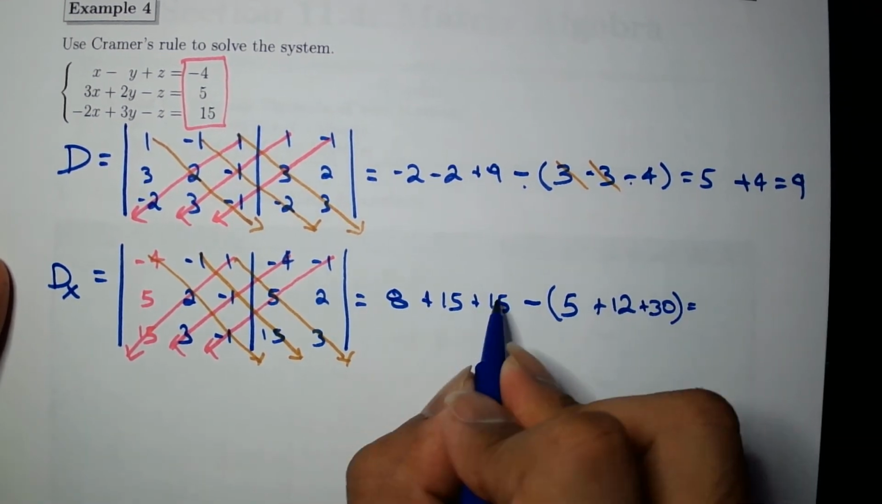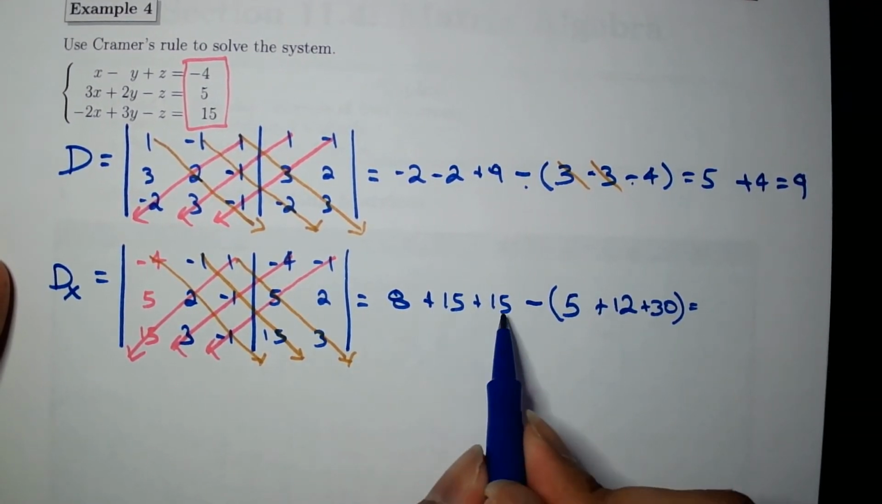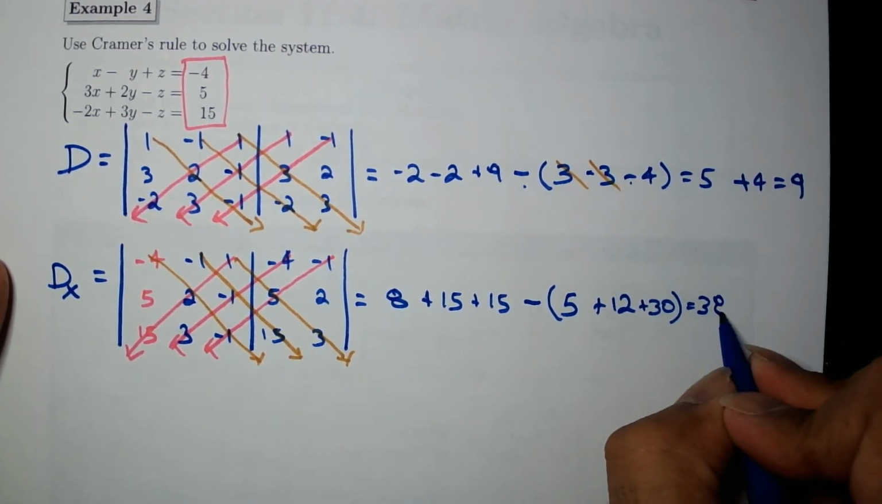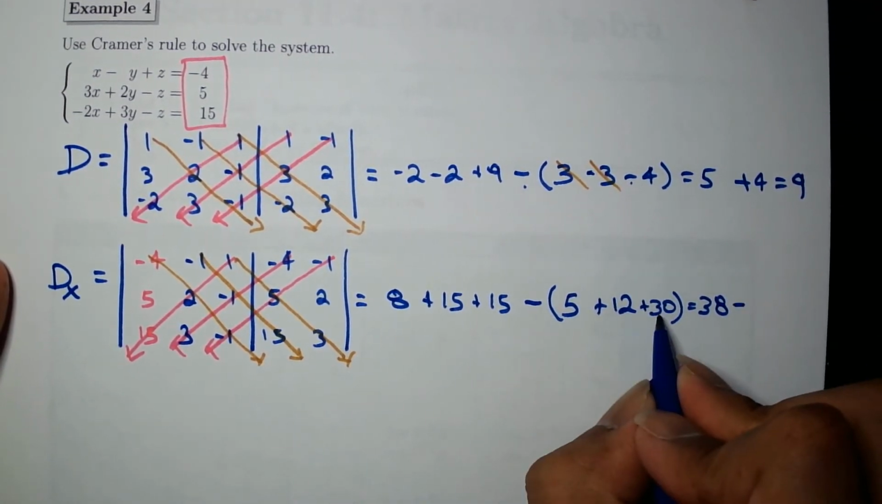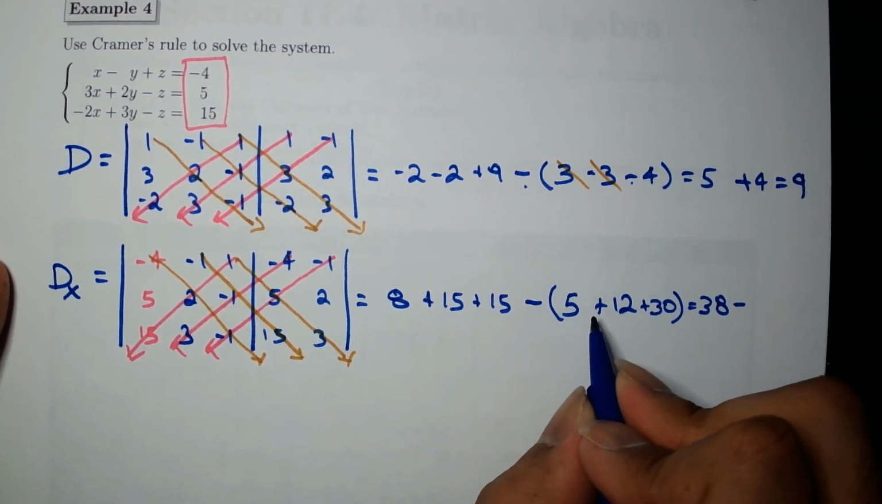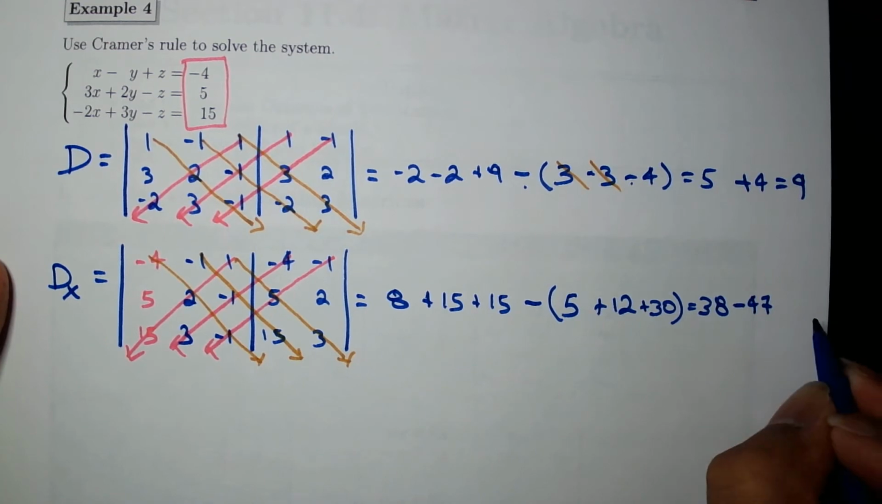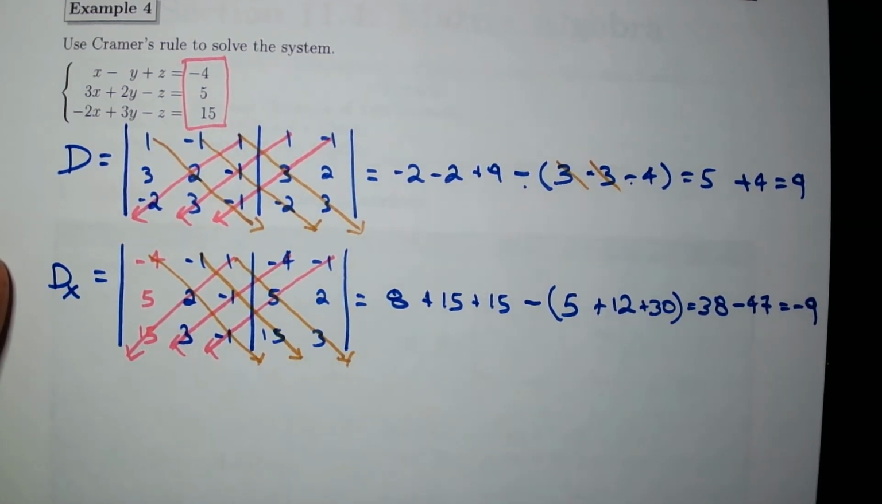That's going to give us, for the first sum, 15 plus 15, that's 30 plus 8, that's 38. And then minus 30 plus 12 plus 5, that's 47. And 38 minus 47, that's negative 9.